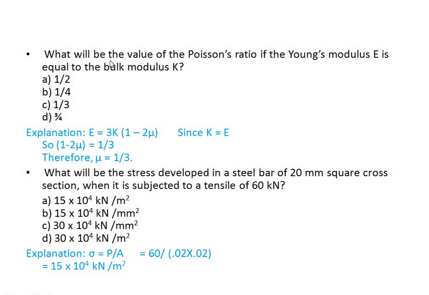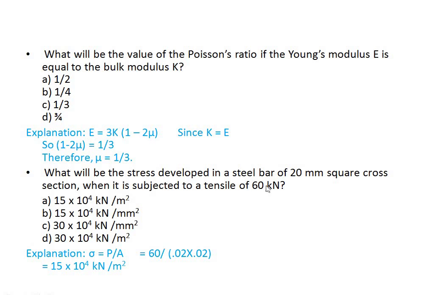Next question. What will be the value of Poisson's ratio if the Young's modulus E is equal to the bulk modulus K? So the same relation. E is equal to K. Just substitute in this relation and find. So you can get mu is equal to 1 by 3.